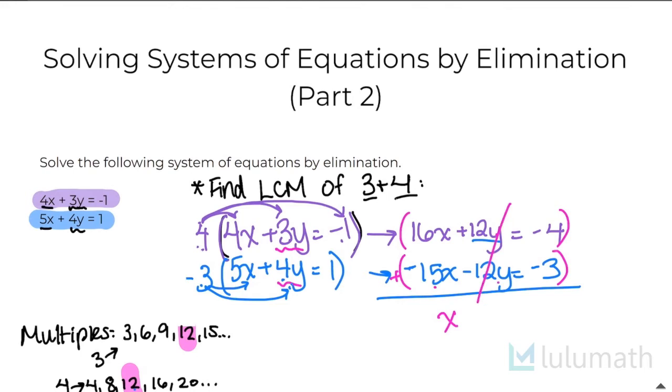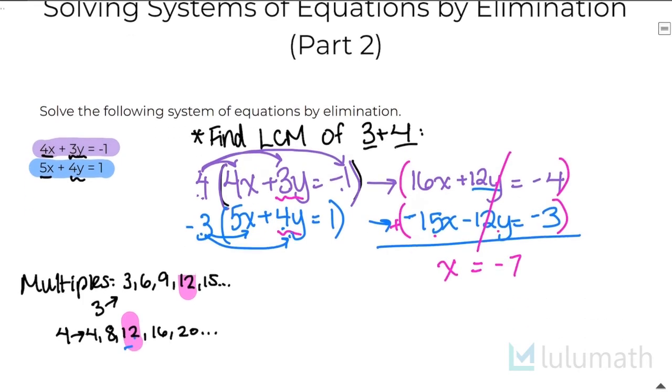12y and negative 12y will cancel each other out, and negative 4 minus 3 is negative 7. So now I know what x is. I can use that information to figure out what y is now. So I'm going to take either equation that was given to me originally, and I'm going to replace the x with negative 7. So I'm going to use the purple equation.